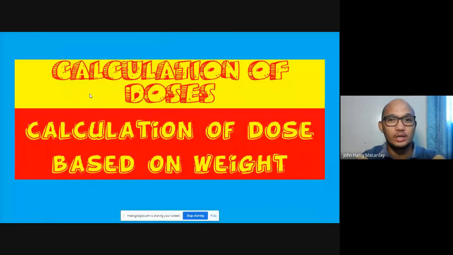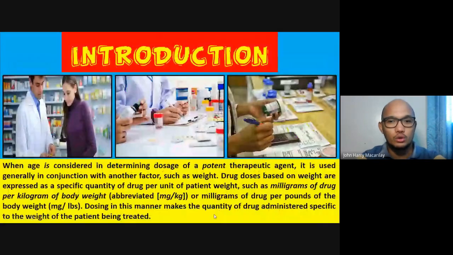Our discussion again is on calculation of doses, which is a continuation, but particularly this is calculation of dose based on weight. When age is considered in determining dosage of a potent therapeutic agent, it is used generally in conjunction with another factor such as weight.